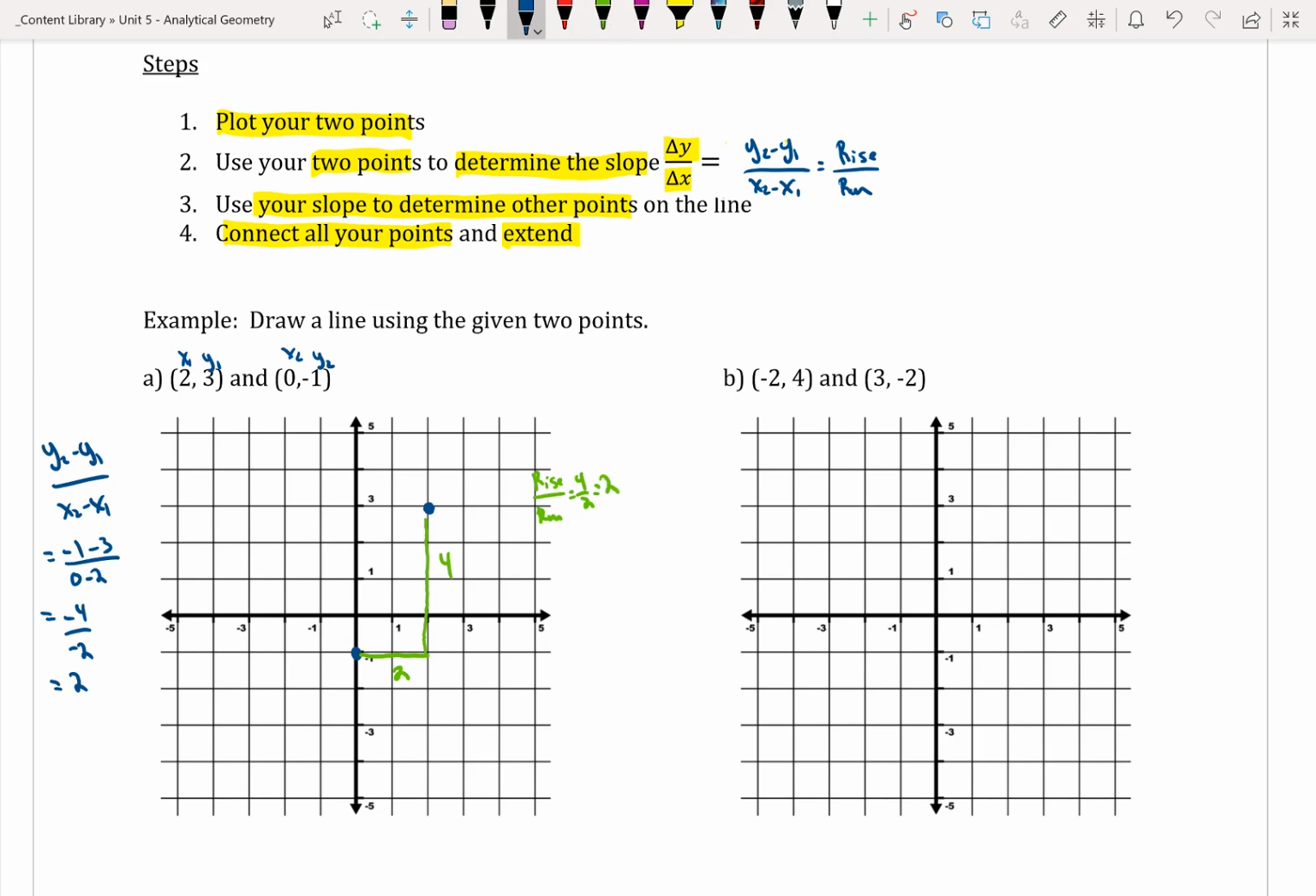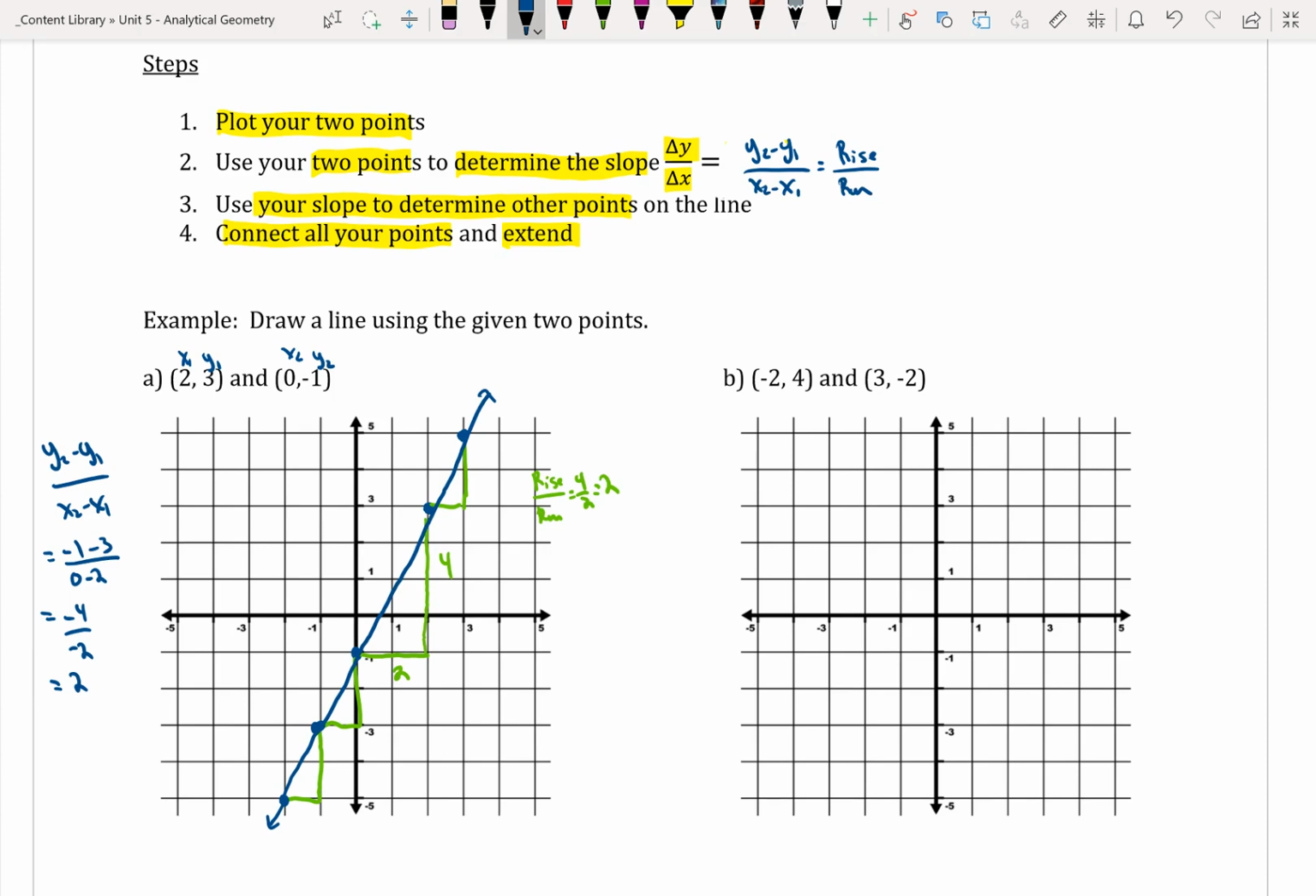So now you can find the rest of your points. By using your rise over run, it means we go over 1, up 2 to find our next point, and to go backwards, down 2 to the left 1, down 2 to the left 1, and you can fill in your points there. Now that you have all your points, we can graph our line. So you're basically going to connect all of the points, place arrows at the end to show it goes on forever, and that's your line.